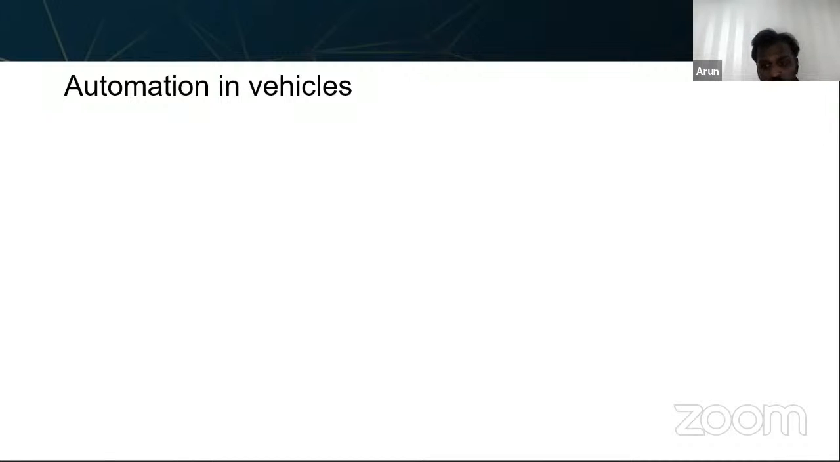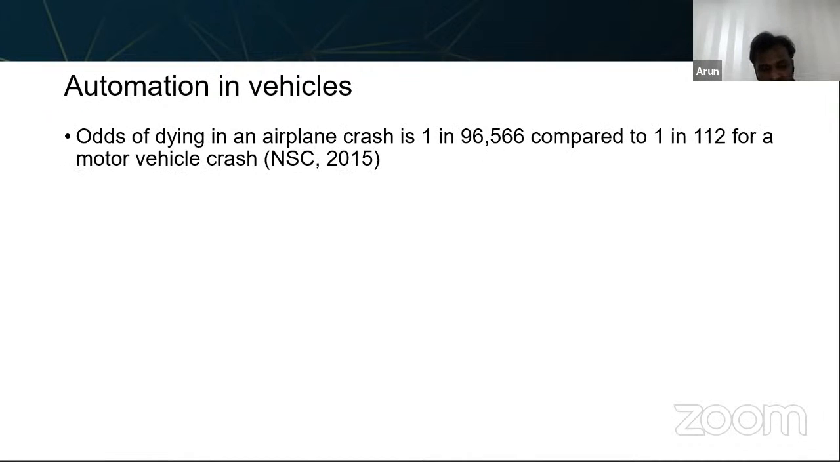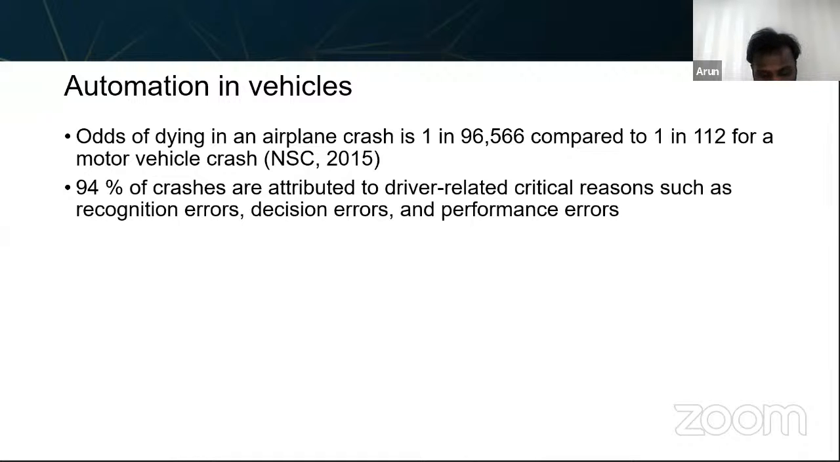So, moving on to automation in vehicles. Why do we need automation in vehicles? It's quite straightforward. We would like to reduce the number of vehicle accidents. As you can see, for aircraft crashes it is about 1 in 90,000, compared to 1 in 112 for motor vehicle crashes, out of which 94% of the crashes are caused by human or driver related errors, especially decision making and performance errors. I would like to strengthen the point here.